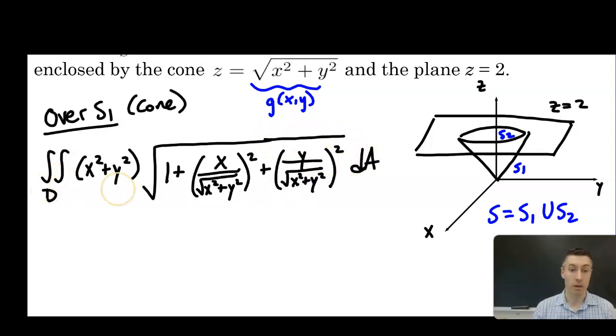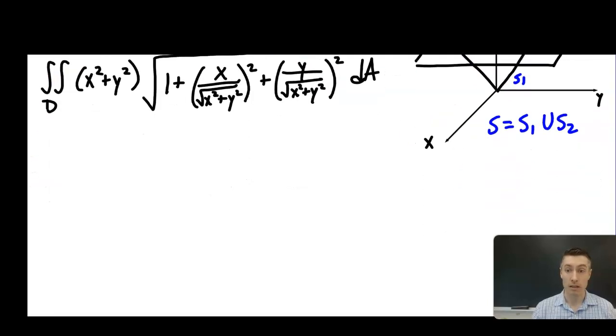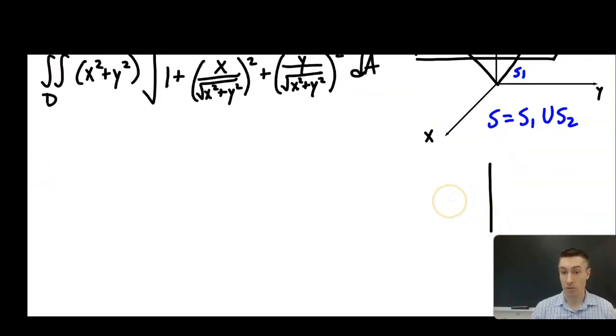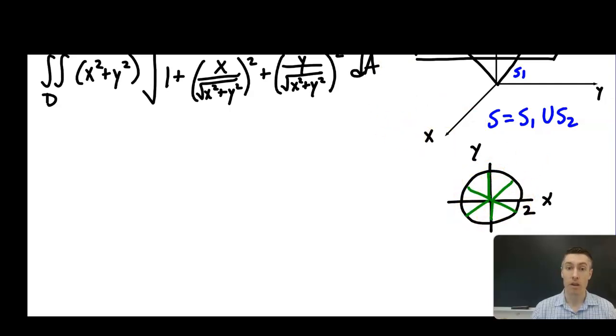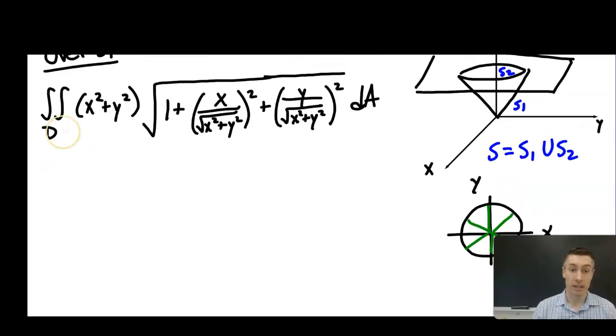dA. So we need to figure out what region we're integrating over. Well, the intersection of the plane and the cone is a circle, and it's a circle of radius 2. So in the xy plane we are going to integrate over a circle of radius 2. So that means polar is going to make sense as far as integrating this region out.